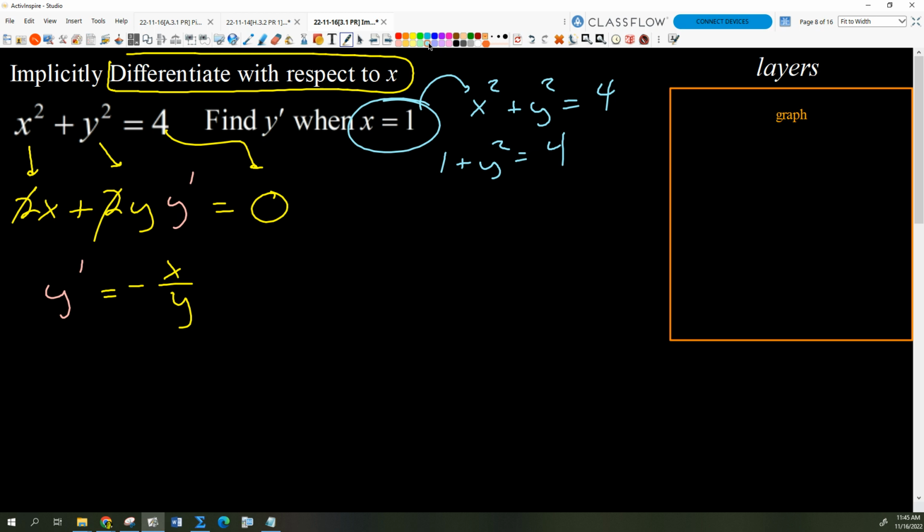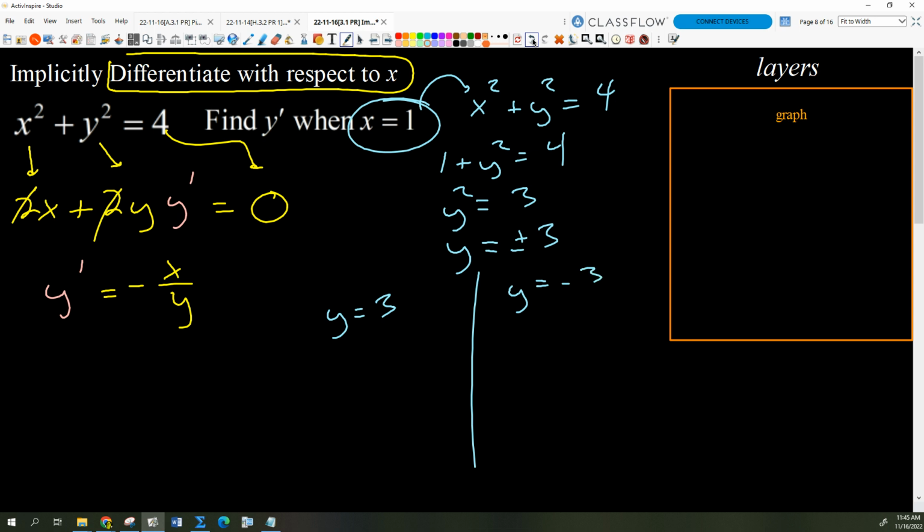Okay, so I'm going to subtract the 1 to the other side. Y squared equals 3. So what does y equal in this case? Okay, but plus or minus, right? Because I'm square rooting both sides of the equation. So y equals plus or minus the square root of 3. So I'm getting 2 answers then. I'm getting one answer where y equals the square root of 3, and I'm getting another one over here where y equals negative the square root of 3.